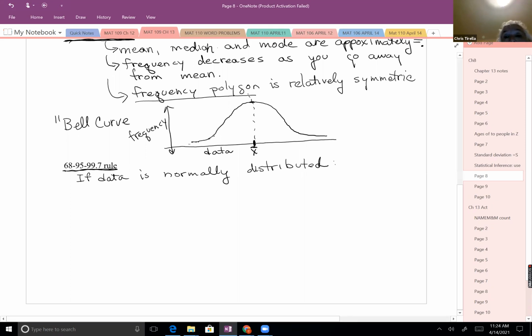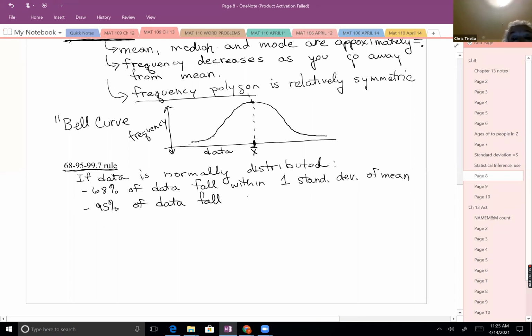The first part says that 68% of the data fall within 1 standard deviation of the mean. The second part of that rule says that 95% of the data fall within 2 standard deviations of the mean.